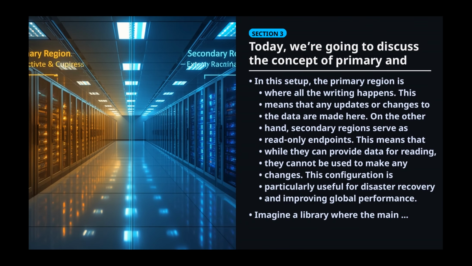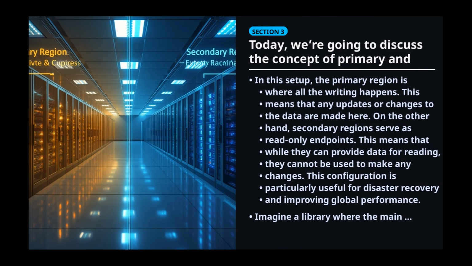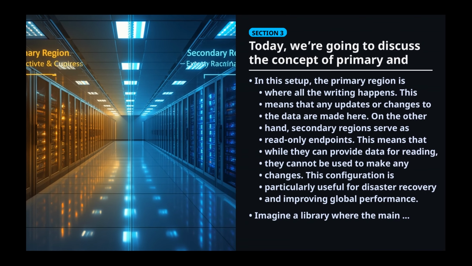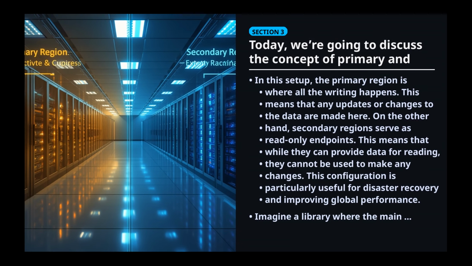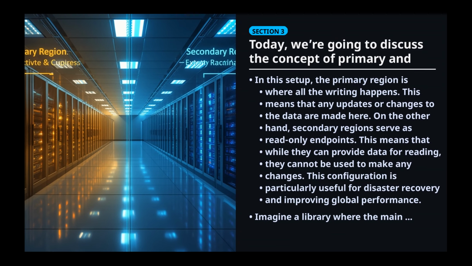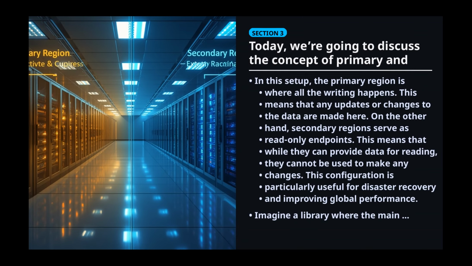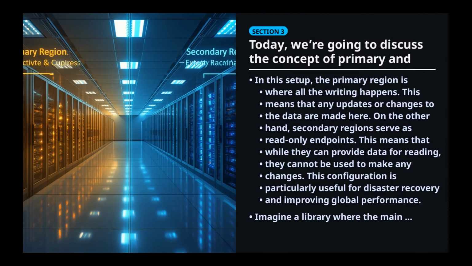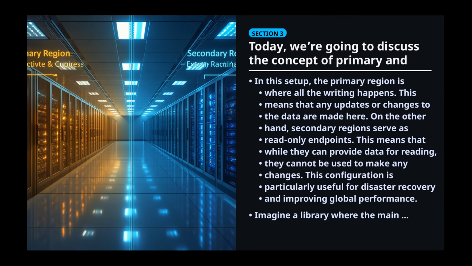In this setup, the primary region is where all the writing happens. This means that any updates or changes to the data are made here. On the other hand, secondary regions serve as read-only endpoints. This means that while they can provide data for reading, they cannot be used to make any changes. This configuration is particularly useful for disaster recovery and improving global performance.